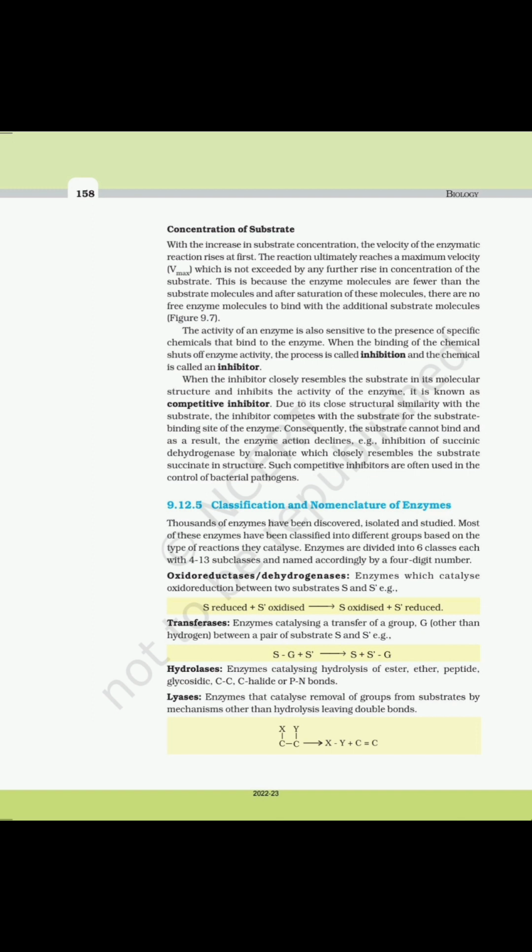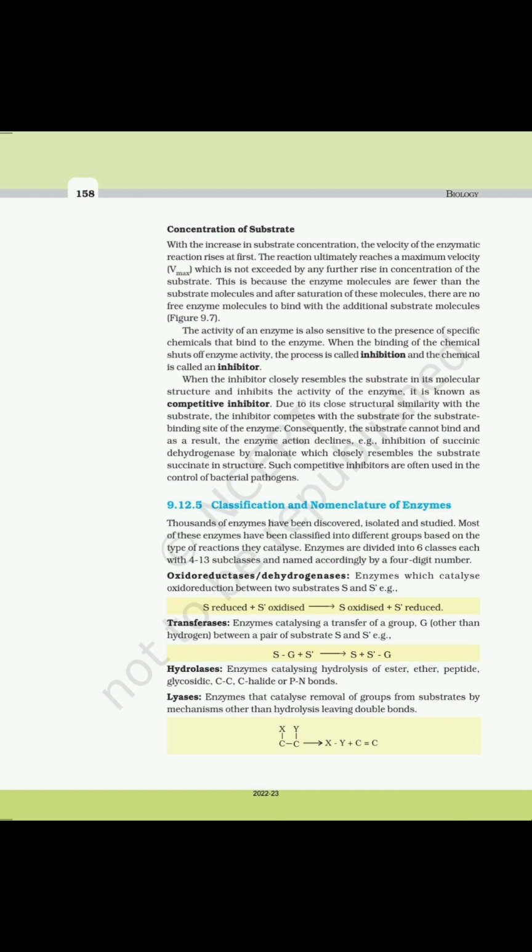When the inhibitor closely resembles the substrate in its molecular structure and inhibits the activity of the enzyme, it is known as a competitive inhibitor. Due to its close structural similarity with the substrate, the inhibitor competes with the substrate for the substrate binding site of the enzyme. Consequently, the substrate cannot bind, and as a result, the enzyme action declines, e.g., inhibition of succinate dehydrogenase by malonate, which closely resembles the substrate succinate in structure. Such competitive inhibitors are often used in the control of bacterial pathogens.